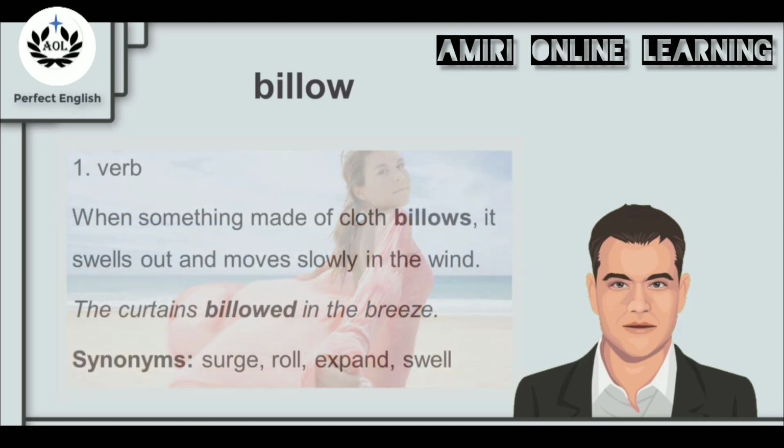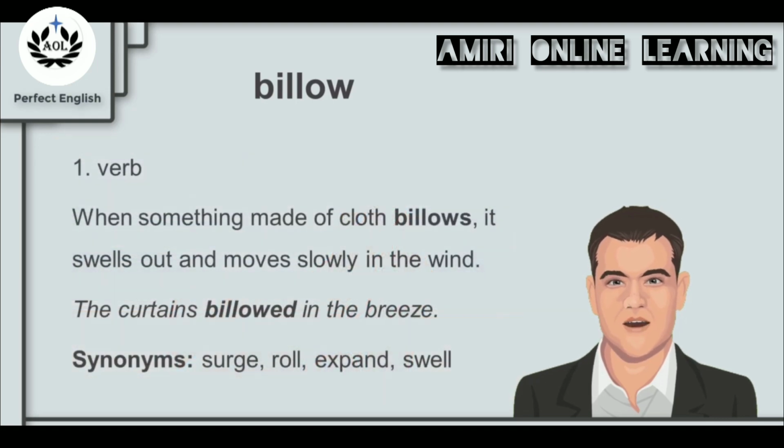Let's find out. Now, the word below is a verb. When something made of cloth billows, it swells out and moves slowly in the wind, just like what we saw in the picture. For example, the curtains billowed in the breeze. And synonyms for this meaning of below are the words surge, roll, expand, or swell.